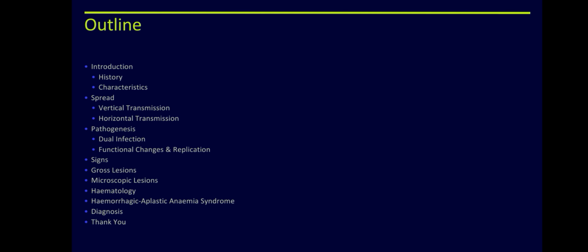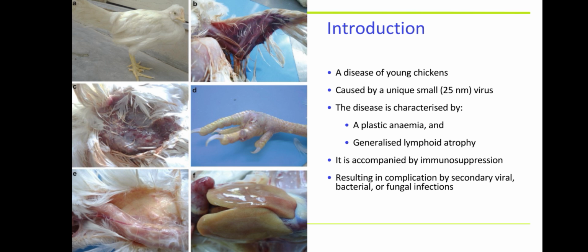Here's the outline of the following PPT. It is a disease of young chicks caused by a circoviridae virus. The disease is characterized by aplastic anemia and generalized lymphoid atrophy. It is also accompanied by immunosuppression.